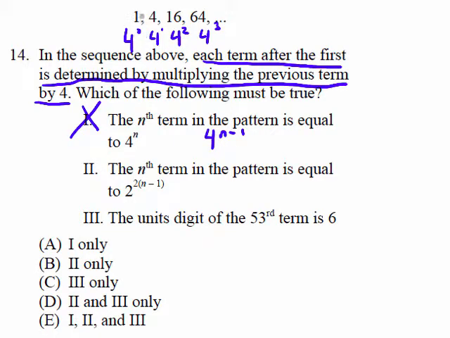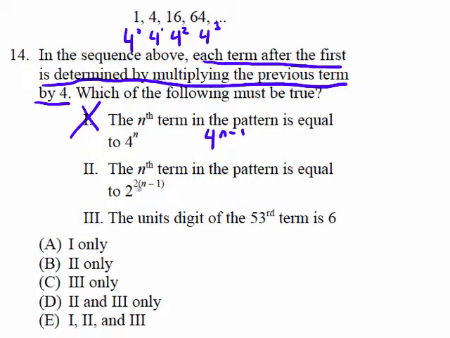That's what it means when you see the first term: when n equals 1, the first term is 4 to the 0. That's 4 to the 1 minus 1. The second term is 4 to the 1. That's 4 to the 2 minus 1. So the nth term is not equal to 4 to the n. It's equal to 4 to the n minus 1.